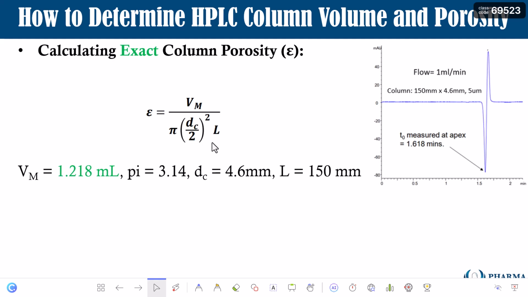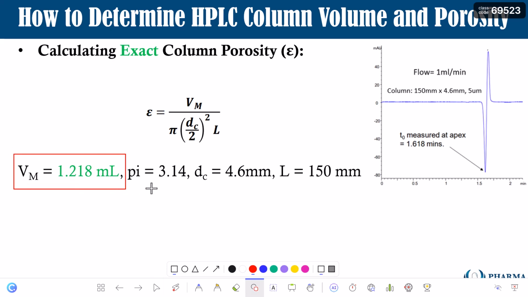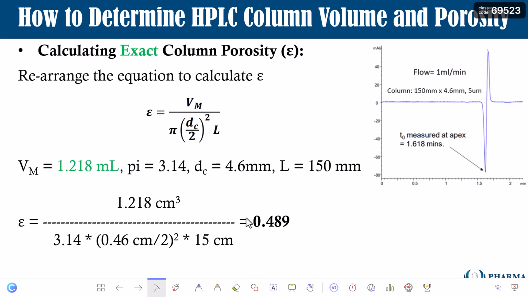Also, I need to consider calculating the exact column porosity. This is my old calculation, and you know the formula for porosity. Now, this is my new exact column volume, 1.218 ml. If I substitute the new values, I will get the exact porosity as 0.489. I hope you understand calculating the HPLC column volume and the column's porosity by conducting some very simple experiments.